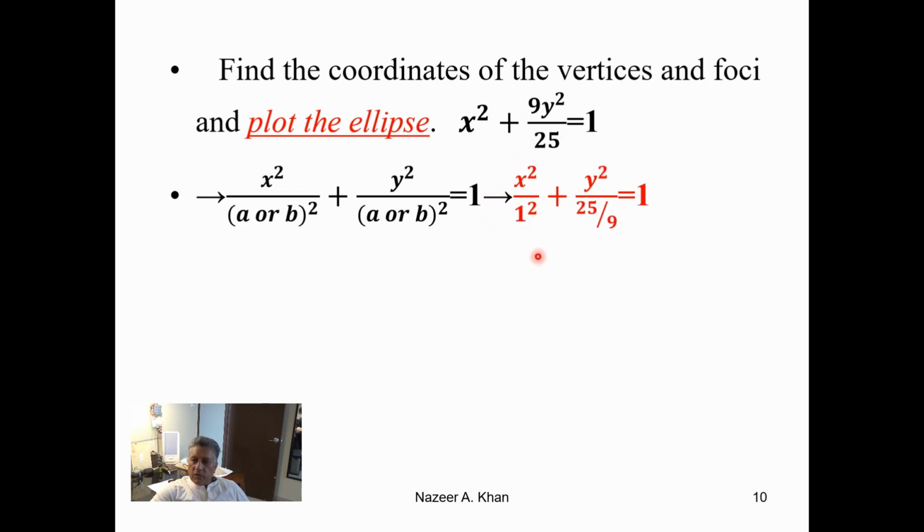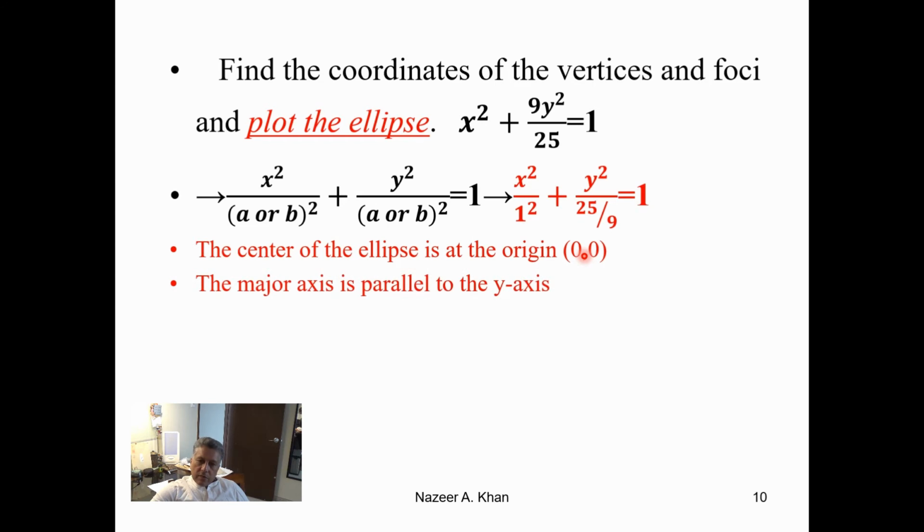I just put it in this form so that we see the pattern of the standard equation that we use in this case. The center of the ellipse is at the origin. We know that. The major axis is parallel to the y-axis. Why is that? Because this is the larger number of the denominators here. 25 over 9 is larger than 1, so that's why the major axis is along the y-axis.